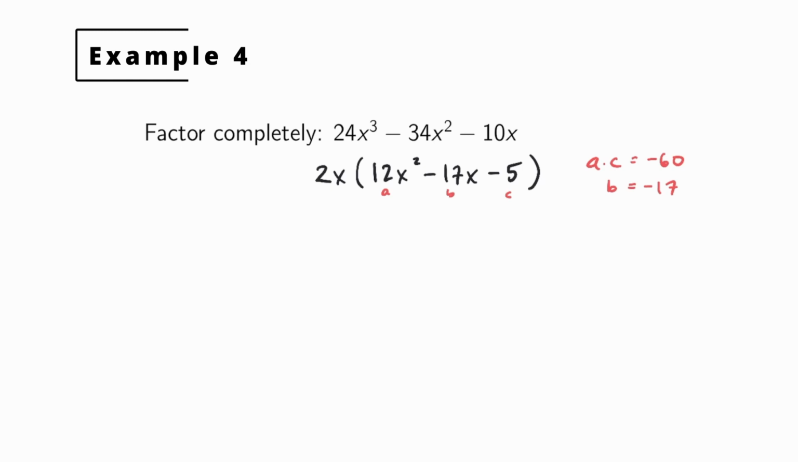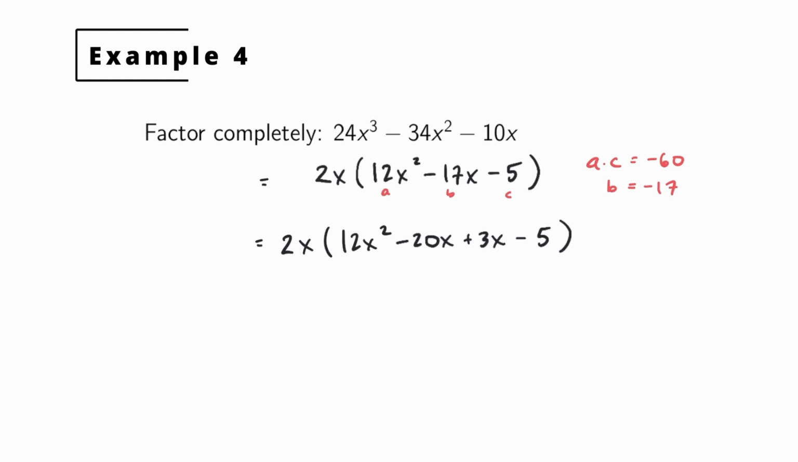So what we do, we rewrite our quadratic trinomial as the same thing, 12x squared, but what we do is we break negative 17 into a sum of negative 20 plus 3. So we write negative 17x as negative 20x plus 3x, and then we leave the negative 5 there alone. And now we factor by grouping.